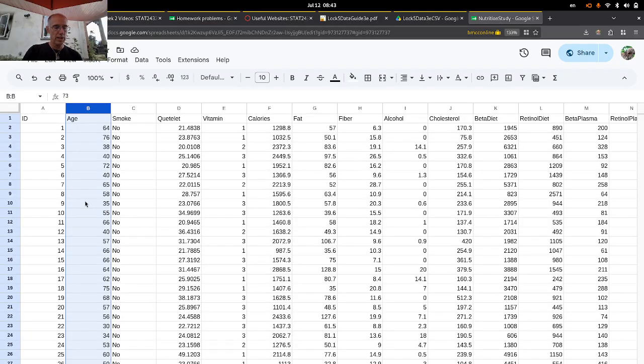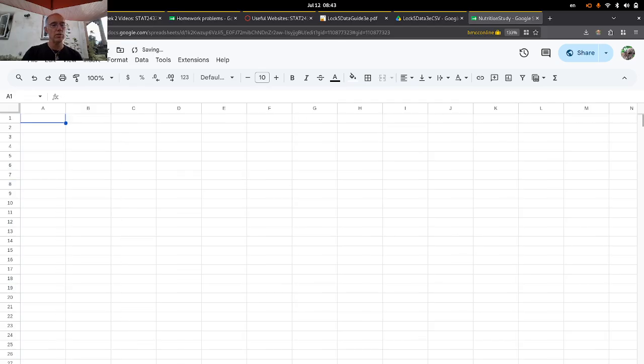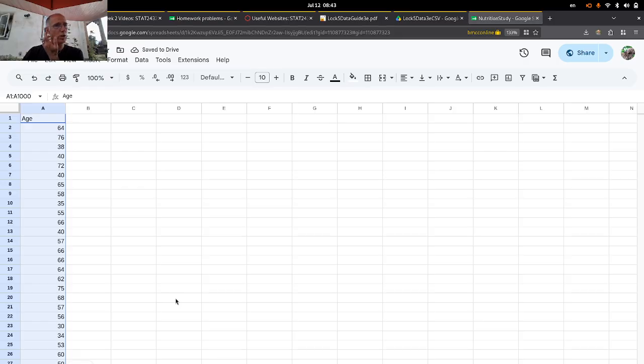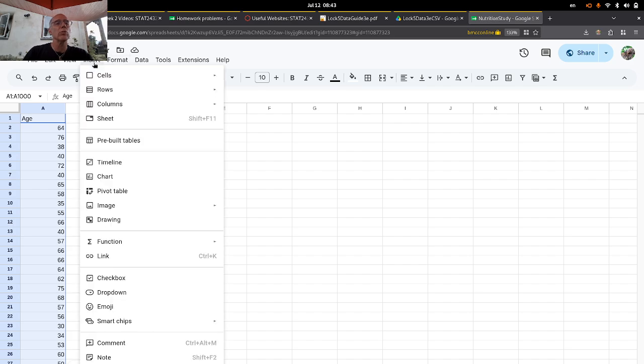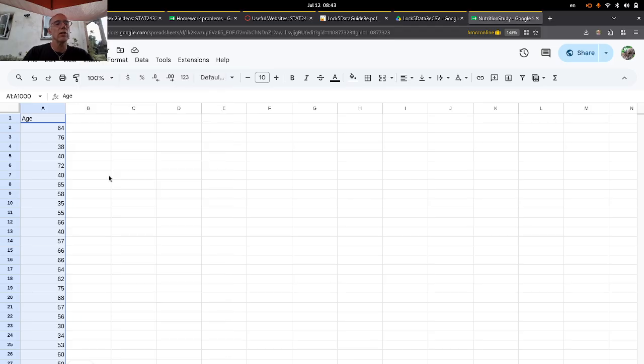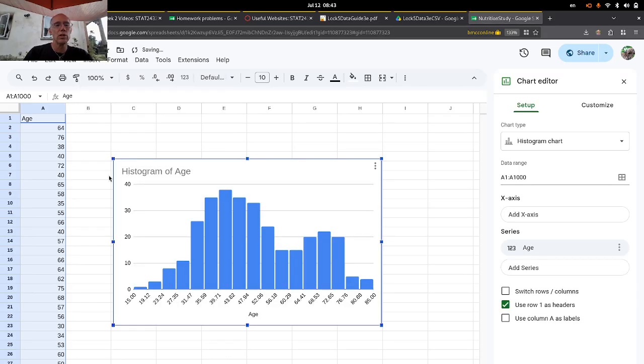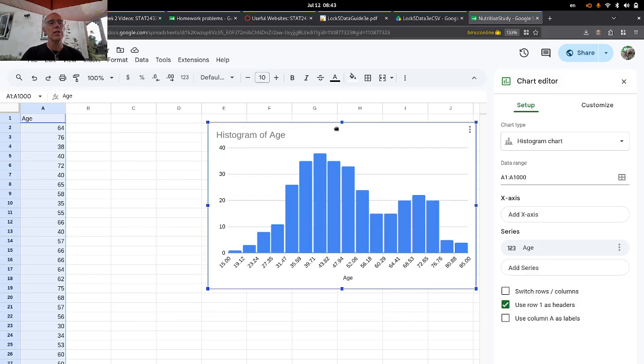So I'm going to grab age, copy, new sheet, paste, and there's only a couple kinds of graphs that make sense with one quantitative variable. That's either a histogram or a box plot. Spreadsheets make poor box plots, so we're going to go for a histogram. So with the data selected, we're going to insert a chart and take a look at the distribution of values. Oh, okay, so we do have at least one teen in there. All right, so let's get some statistics on age, and then I'll take a look at fiber.